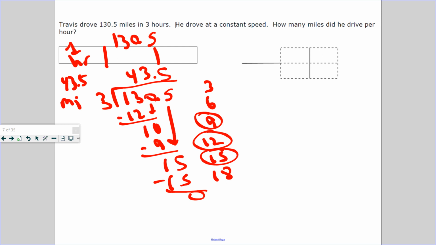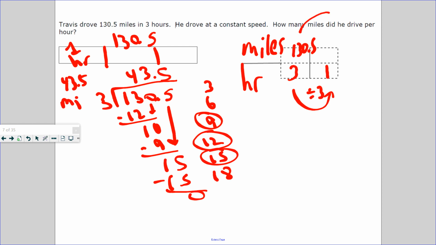Each hour, per hour. So another way we could have done it is miles per hour. We could have used a table. How do you break down 3 hours to 1 hour? Divide by 3, which is 43.5. Or times it, what's the reciprocal of 3? 1/3. So the scale factor is 1/3. 3 times a third is 1. 130.5 times a third is 43.5.